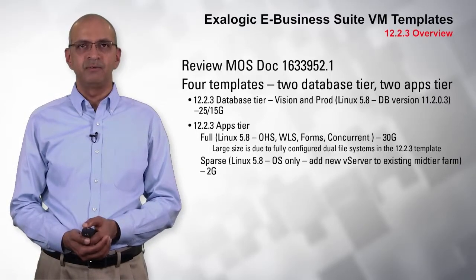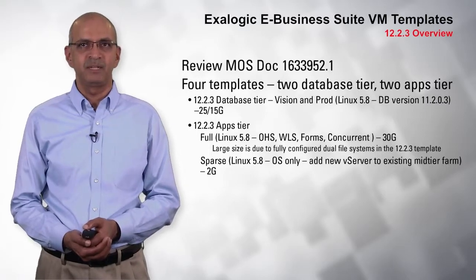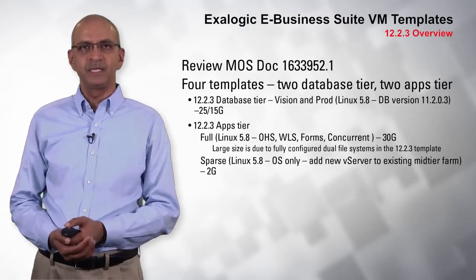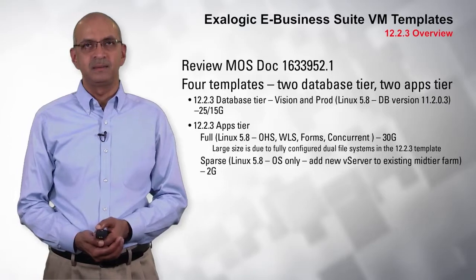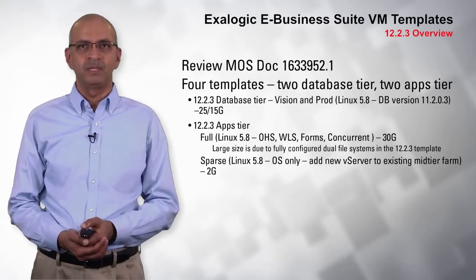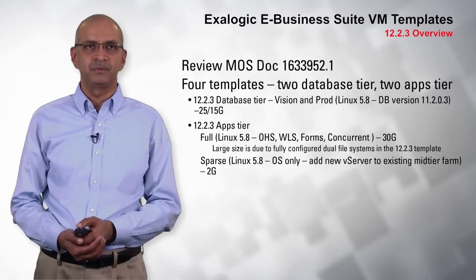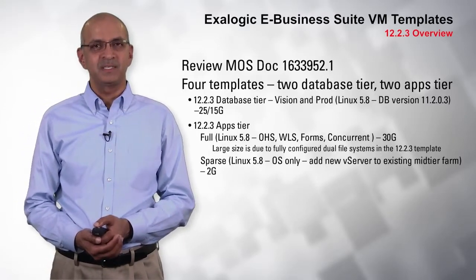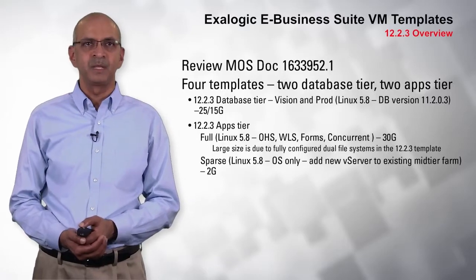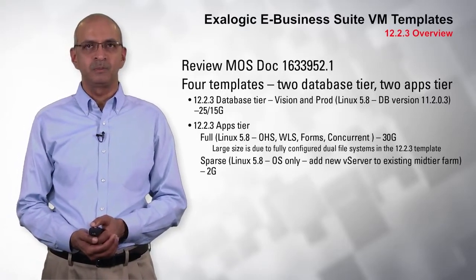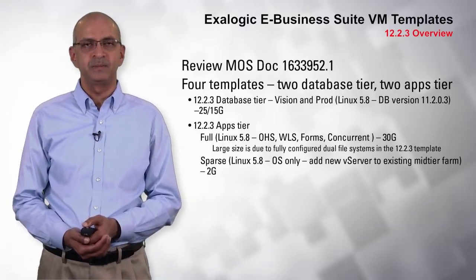On the application tier, again, there are 2 templates available. There is essentially a full application tier template available. That's about 30 gig in size, and that increase in size over the 12.1.3 templates is due to the dual file systems available in 12.2.3. There is also a sparse application tier template available. Both of these application tier templates are also based off of Linux 5.8 images.